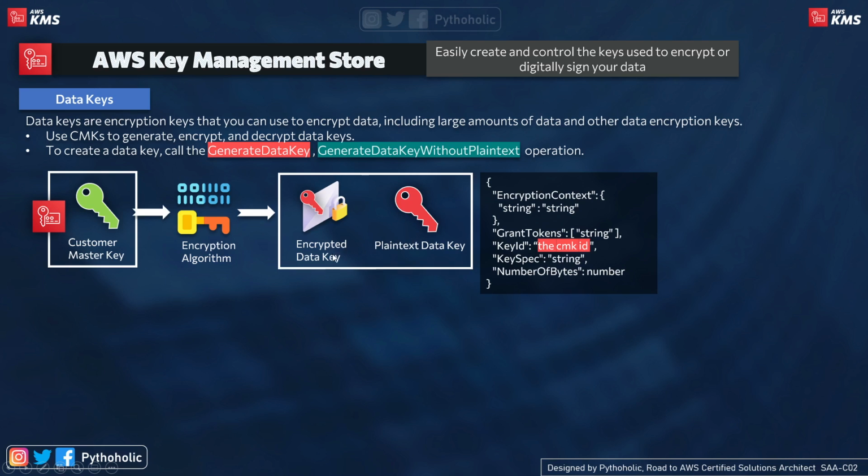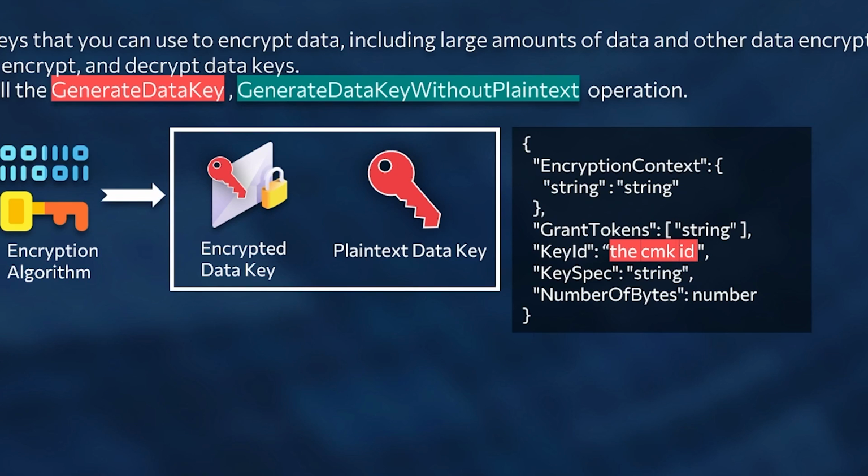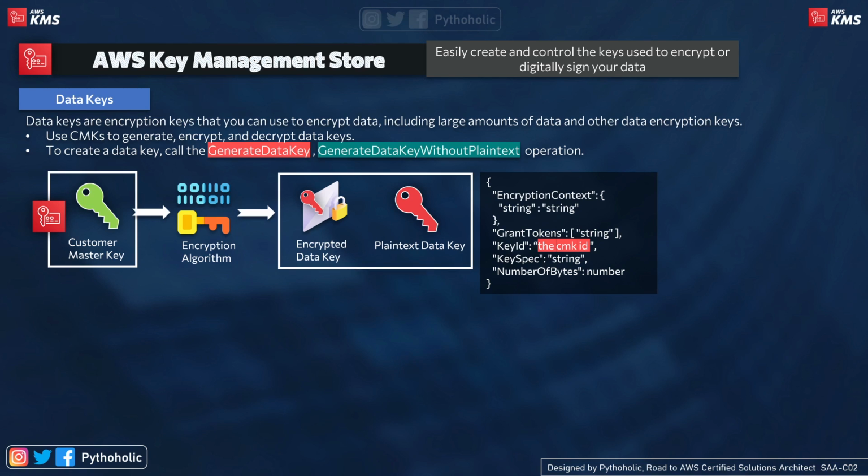So that is the plain text version of the data key that you have, or the encrypted data key that you have here. Once you have created your CMK, you can use that. As you can see in the definition, you can use the key ID to pass the CMK, as you can see here, to create your data key and use it for your security. Now let's see how the encryption and decryption works using the data keys.